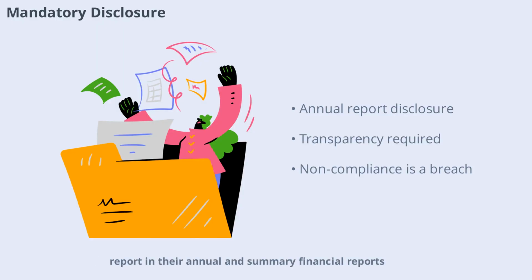This report ensures transparency and accountability, providing shareholders with the information they need to evaluate how governance principles are being applied. Failing to meet these disclosure requirements is considered a breach of the exchange listing rules, highlighting the seriousness of compliance. The report should be clear, unambiguous, and include both compliance statements and explanations for any deviations.